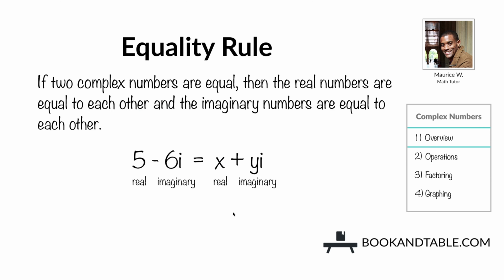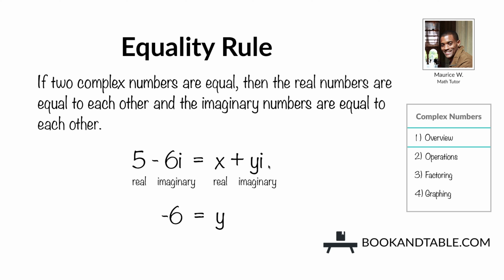Now complex numbers in an equation actually act the same as regular expressions. So if two complex numbers are equal, then the real numbers are equal to each other and the imaginary numbers are equal to each other. So it's almost like we combine two equations into one. So 5 minus 6i is equal to x plus yi. So in this equation, the real number 5 is equal to the real number on the right side, x. So 5 is equal to x would be one of the equations here, our real equation. And now our imaginary equation would be negative 6 is equal to y.